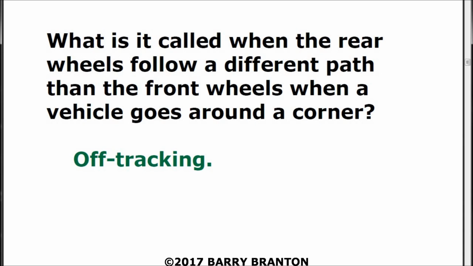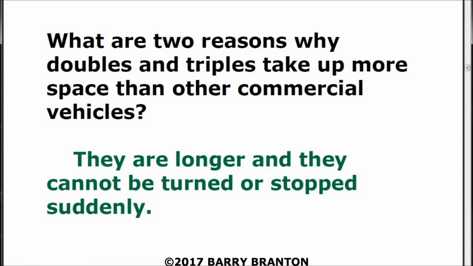What is it called when the rear wheels follow a different path than the front wheels when a vehicle goes around a corner? Off-tracking. What are two reasons why doubles and triples take up more space than other commercial vehicles? They are longer and they cannot be turned or stopped suddenly.